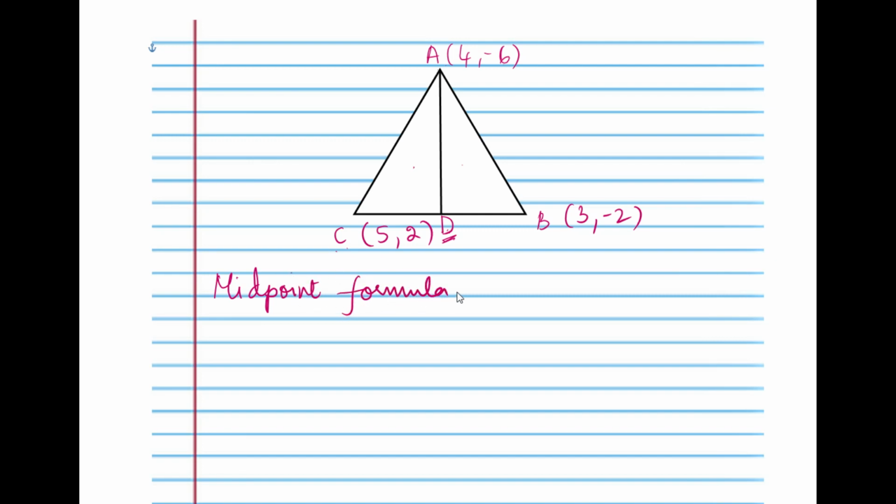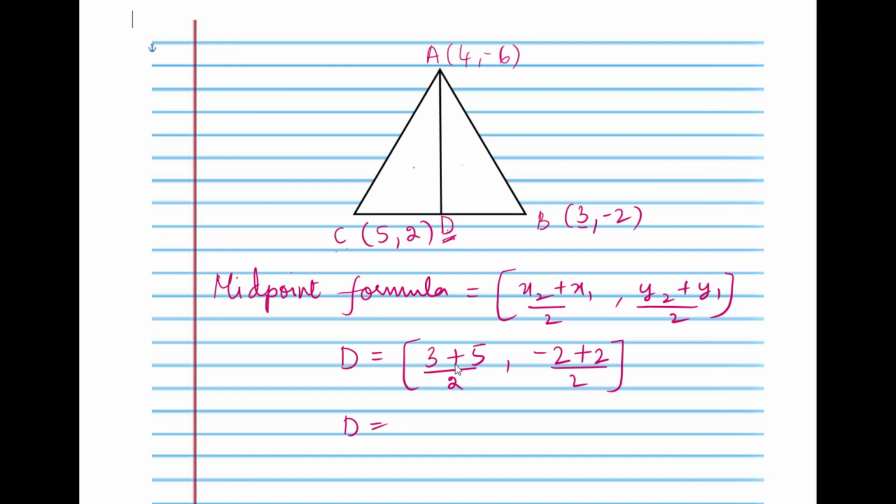What is the midpoint formula? That is (x2 plus x1) by 2, and the same way (y2 plus y1) by 2. Therefore point D is what? x2 is 3, x1 is 5, divided by 2. y2 is minus 2, y1 is 2, divided by 2.